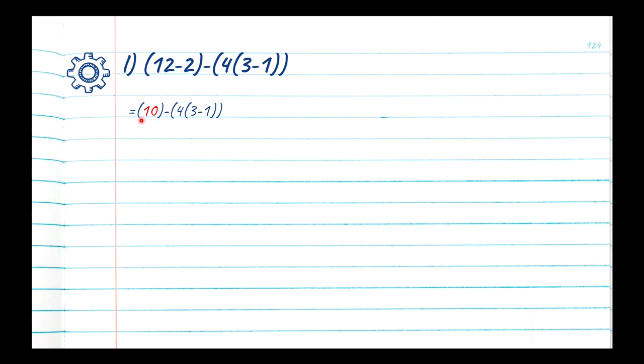So now we look at our new line. Are there any brackets? The first bracket is a residual from this one. There's nothing to solve. 10 is a number by itself. There's no operations in here. So now we look at the rest of the equation. And there is another bracket. So now we start over.